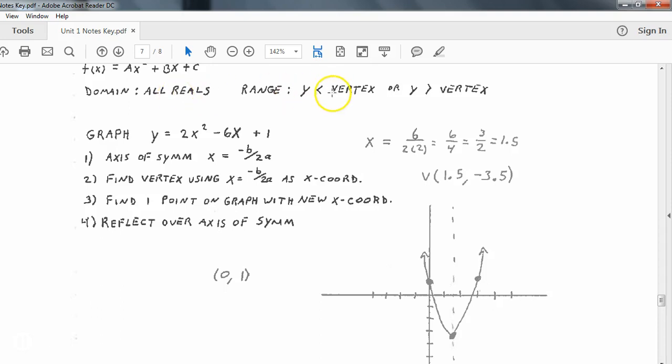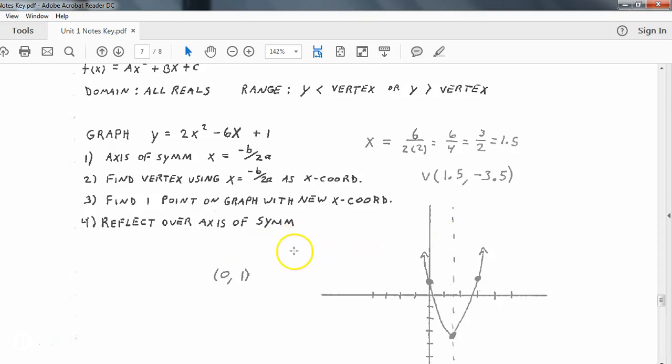The range is what your graph is doing up and down. So the range is always affected by the y-coordinates of your graph. And you can see that the lowest point on this graph is negative 3.5. And from there, it's going to go up forever. So one way of writing this would be to say, as an inequality, the range is y is greater than or equal to negative 3.5. And so that would be one way to identify the range of this graph.